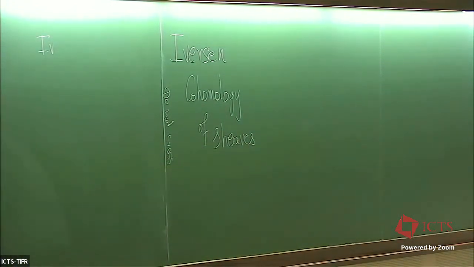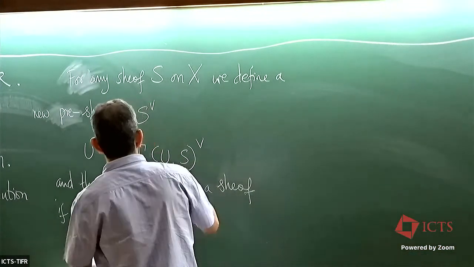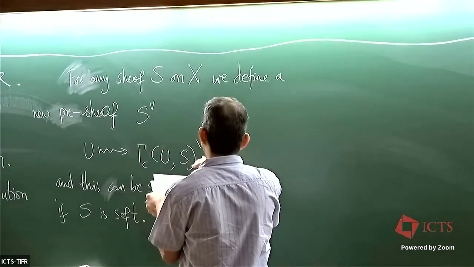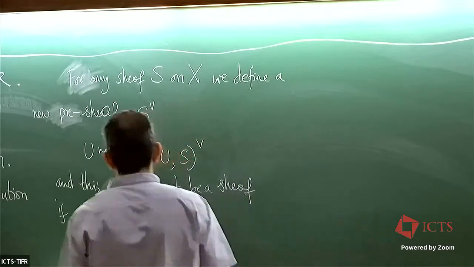Yeah, you can find all this there, for example. Okay. Yeah, so I'll leave this part. Essentially, again, you use the fact that it's soft. So what you have to do is, given two open sets, you want to say it's a sheaf.